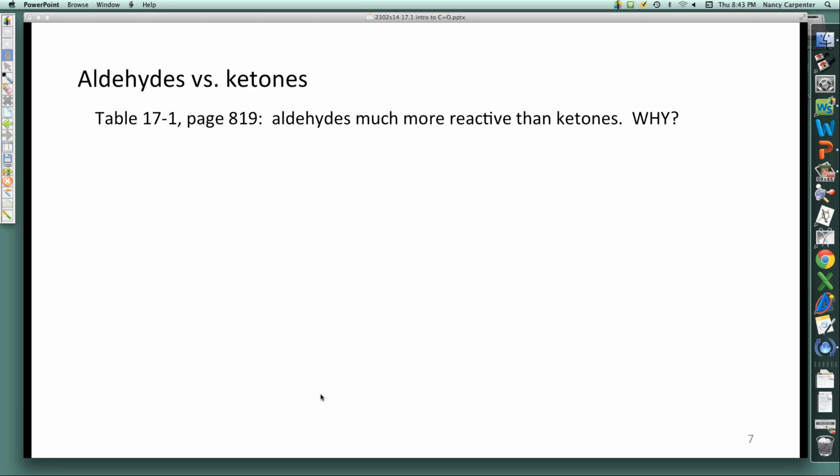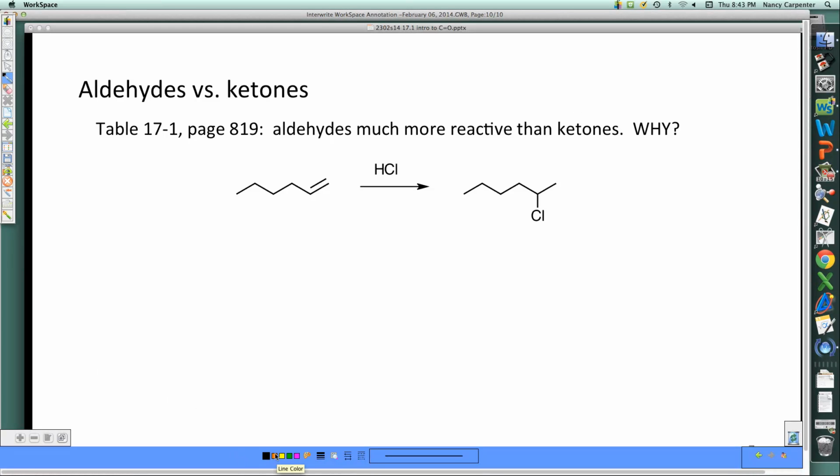Alright, the last major point I want to make in this introductory mini lecture is that aldehydes and ketones obviously react the same way. However, aldehydes are more reactive than ketones. How are you going to keep that straight? Why would that be? Well, hold on a second here. You've learned this reaction. You know that HCl adds to an alkene, and you know that it reacts with Markovnikov regiochemistry. Well, why? It's because the proton adds to give the more stable secondary carbocation.